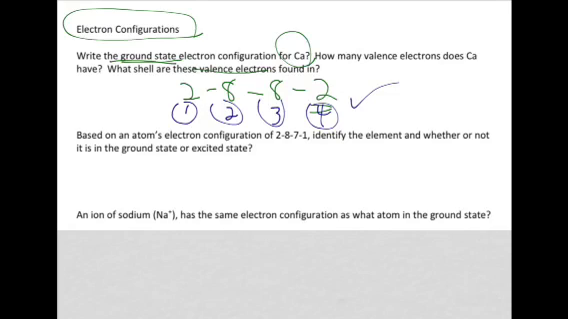Let's take a look at the next question. Based on an atom's electron configuration of 2-8-7-1, identify the element and whether or not it's in the ground state or the excited state. Okay, so this is a 2-part question. First thing is identify the element. Now, you're told it's an atom. You know protons are equal to electrons for an atom. So just add them up. 2 plus 8 is 10, plus 7, of course, is 17, plus 1. So I'm looking at an atom of an element with 18 electrons, but then also 18 protons.